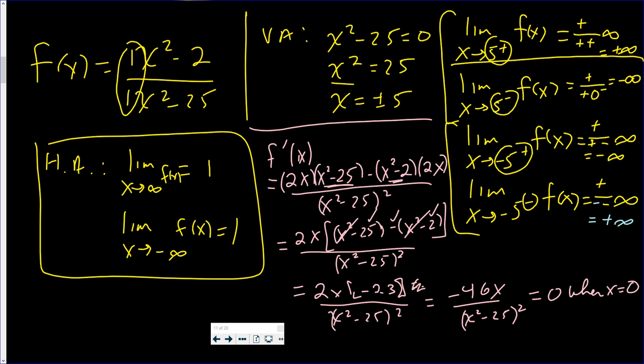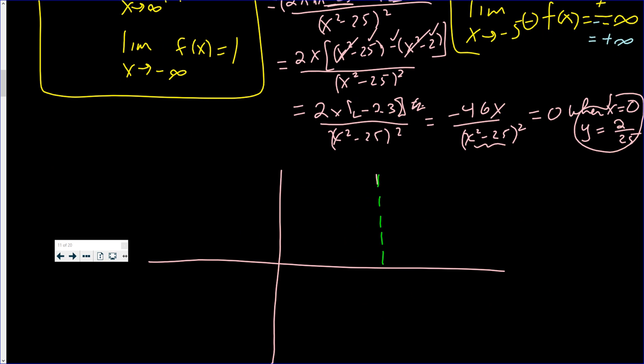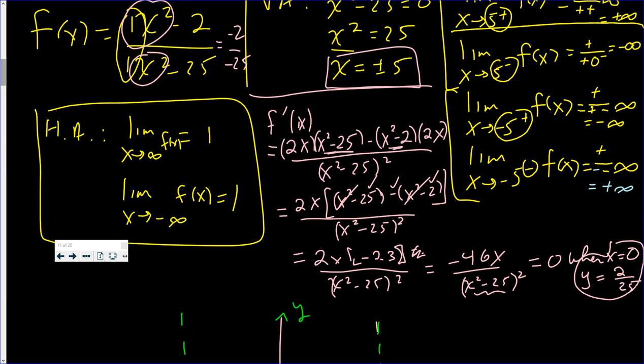So let us try to graph what we have. We know that at 5, we have a vertical asymptote. We know at negative 5, we also have a vertical asymptote. X and Y. And we know that the horizontal asymptote is 1. Now, let's think if it's going to be more than 1 or less than 1. So far, it's a tie. So now we take away 2 and we take away 25. Which is going to be bigger?